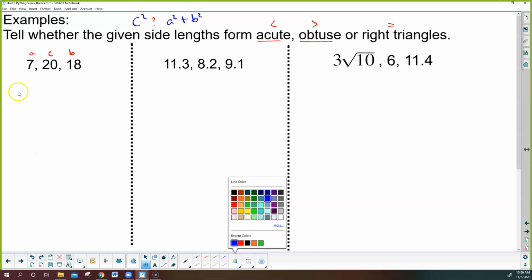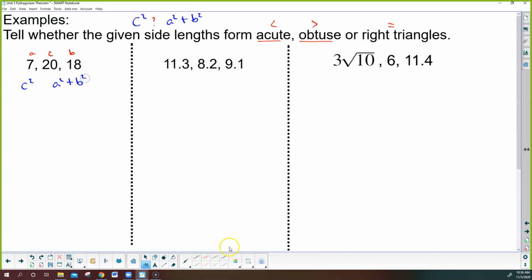All right, so what we're going to do is set up that relationship, and we're just going to check. Notice I didn't put equals, I didn't put a symbol, because that's my question. How does c relate to the other two sides squared? So let's just plug in what we know. How does 20 squared relate to 7 squared plus 18 squared?